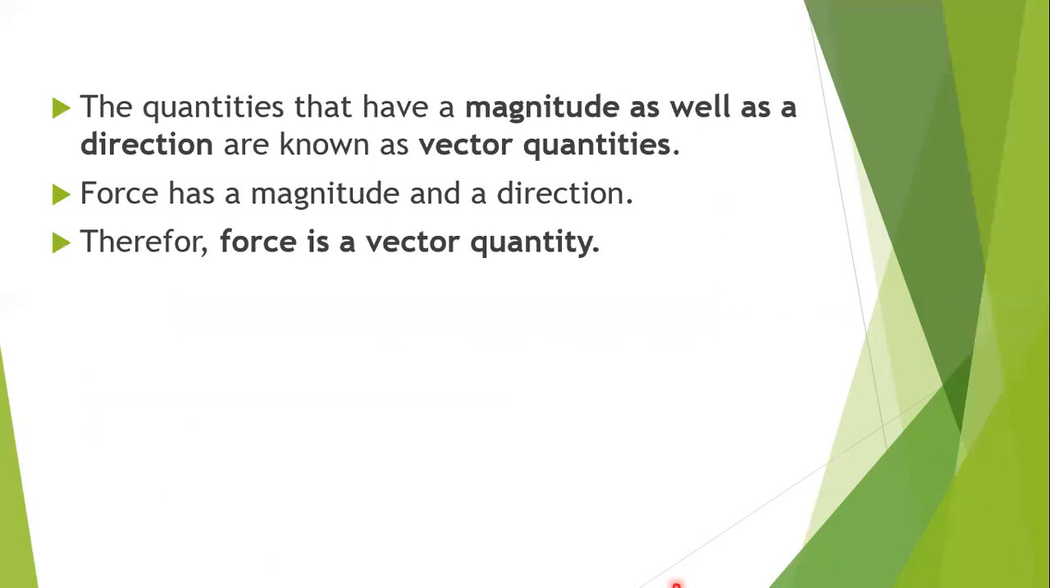The quantities that have a magnitude as well as a direction are known as vector quantities. There are two main kinds of quantities, vector quantities and scalar quantities. Those with magnitude as well as a direction are known as vector quantities. Force has magnitude and direction. Now you know that force has magnitude and a direction. Therefore, force is a vector quantity.